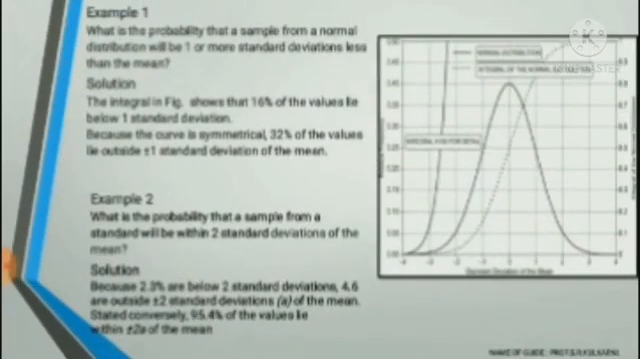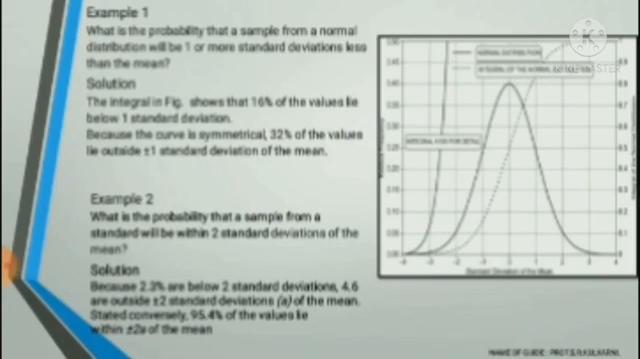Now let's see examples. Example number 1. What is the probability that a sample from a normal distribution will be one or more standard deviations less than the mean? Solution: the figure shows that 16% of the values lie below one standard deviation because the curve is symmetrical. 32% of the values lie outside plus or minus one standard deviation of the mean.